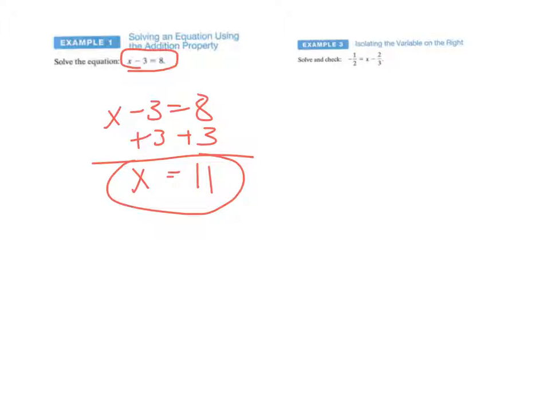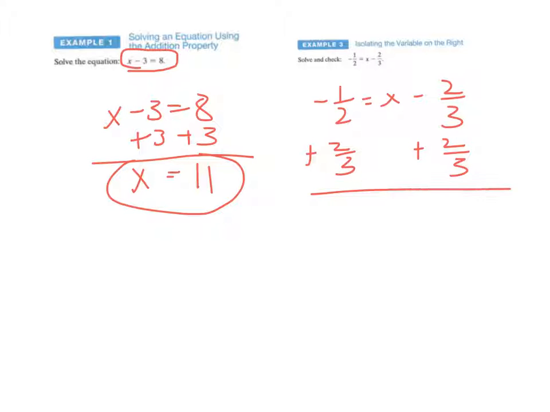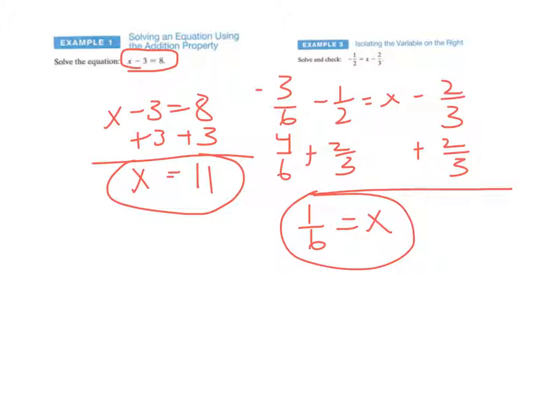So if we look at a fractional problem, we have negative 1/2 equals x minus 2/3. I have to add 2/3 to both sides because that's what's on the side of the variable. So if I add 2/3, we go back to our last chapter, how do I add fractions? Well, to add fractions, I need to have a common denominator. So this becomes 3, and that's a negative, and this becomes a 4, and when I add, I get 1/6 equals x. So we're using our rules from last chapter to solve equations, but we're adding to create that answer.